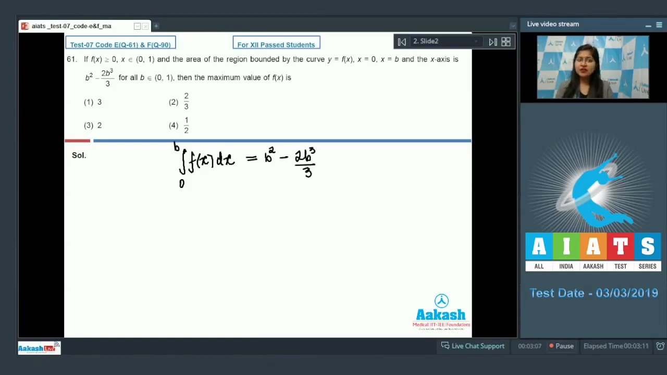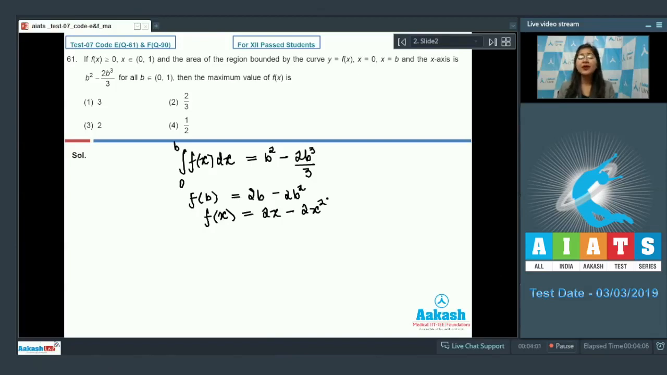Now if we differentiate it with respect to b, on the left hand side we will get f of b, that will be equal to 2b minus 2 by 3 into 3b square, that will give me 2b minus 2b square. Now substituting x instead of b, we will get f(x) equal to 2x minus 2x square. Now we have to find the maximum value of f(x).